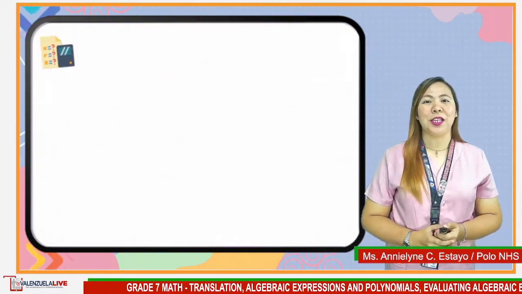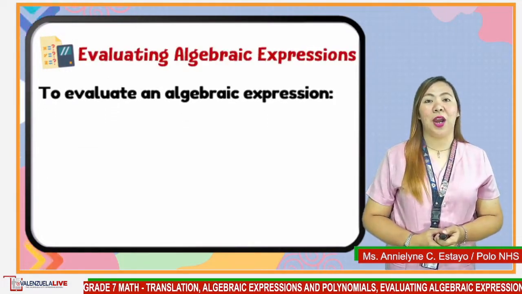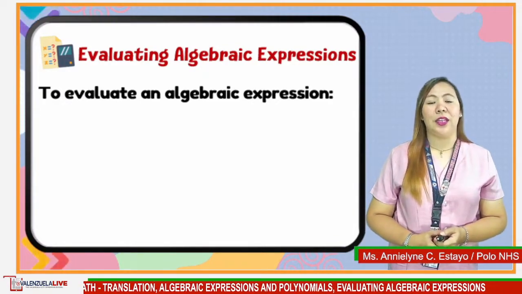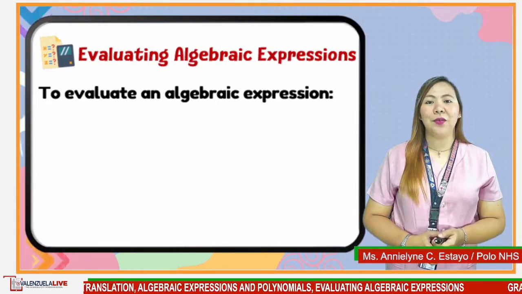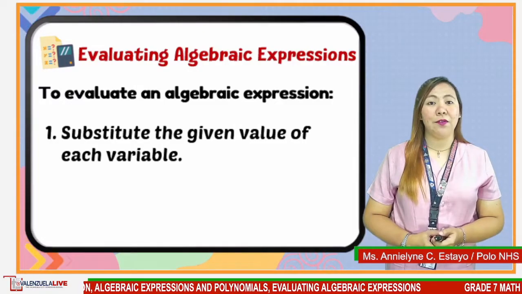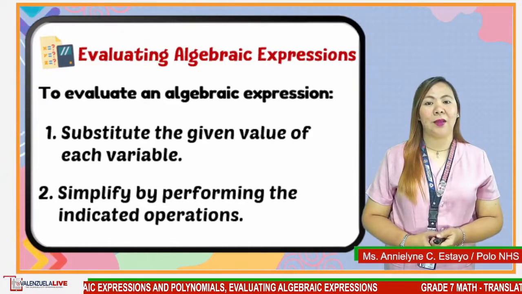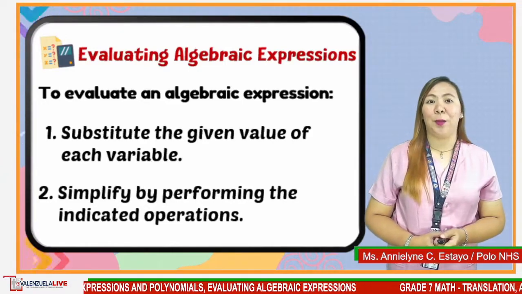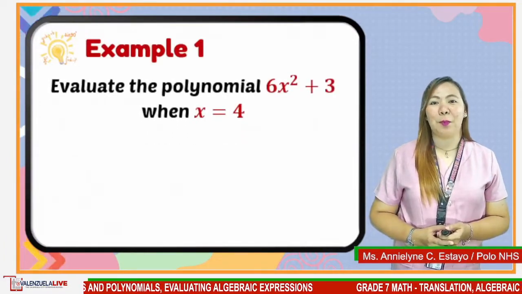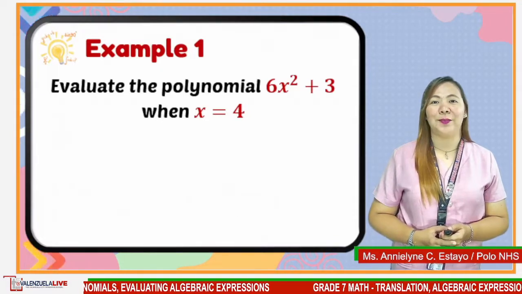Let us now proceed to our next lesson, which is evaluating algebraic expressions. There are steps that we need to consider in evaluating. To evaluate an algebraic expression, first substitute the given value of each variable, then simplify by performing the indicated operations. For example, number 1, evaluate the polynomial 6x squared plus 3 when x is equal to 4.